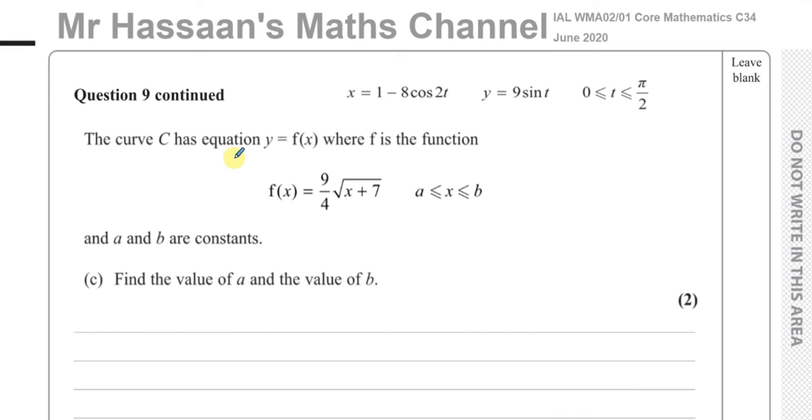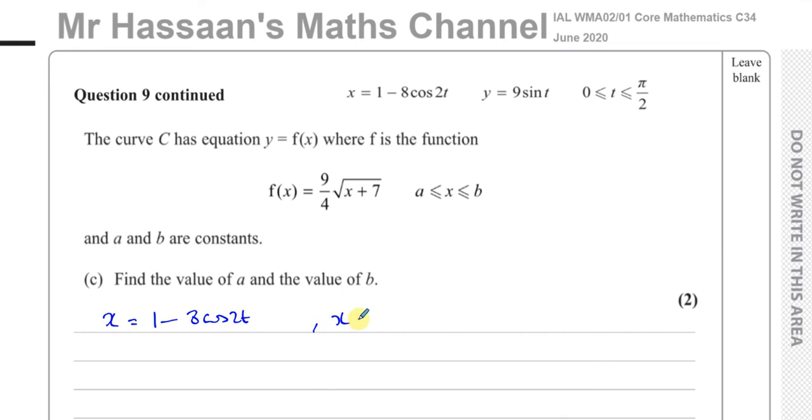It says the curve C has equation y equals f of x, where f is this function. So we just showed this, and this is between the limits of x between a and b, where a and b are constants. We've got to find what a and b are. So the values of a and b correspond to the values of t. So we know x equals 1 minus 8 times cosine 2t.